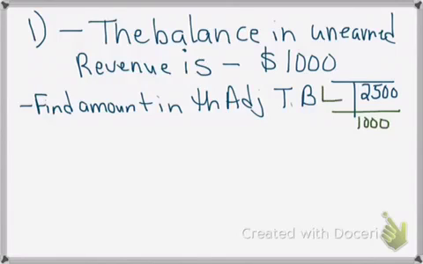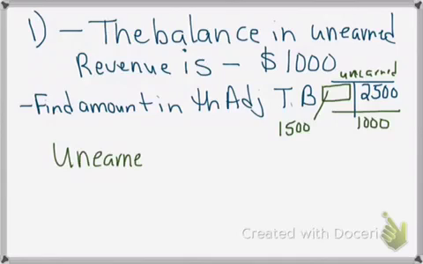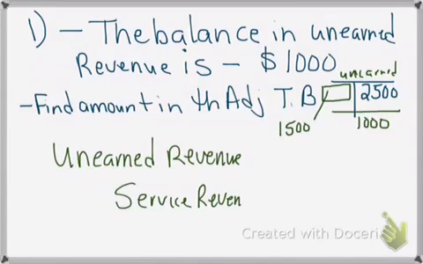So we need to figure out what our journal entry is going to be. And in this particular case, the difference is going to be a debit of $1,500. So that unearned account needs to be debited for $1,500. So our journal entry here is going to be unearned revenue, and the other side of it is going to be the service revenue for $1,500.